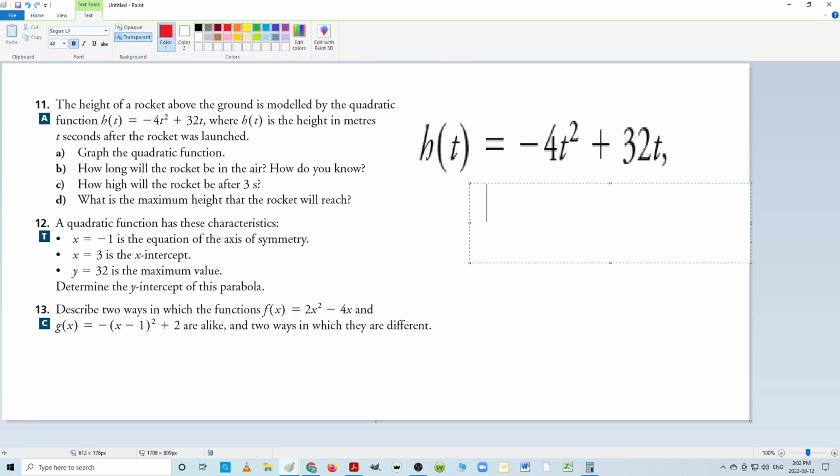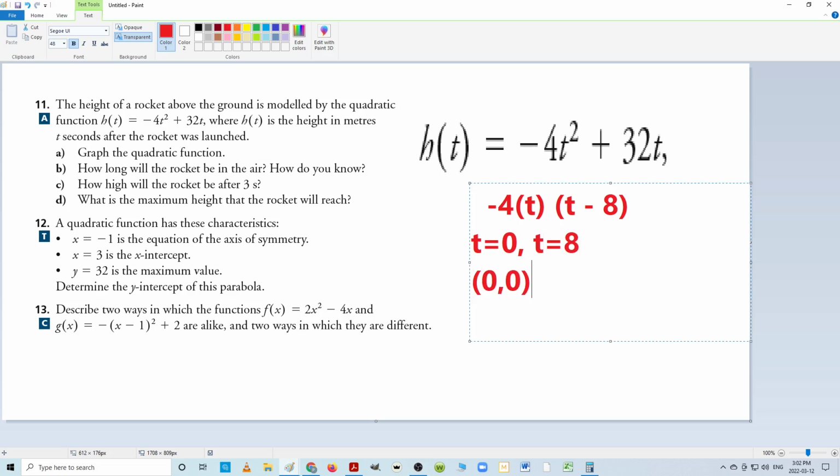But the first thing I can notice is I can factor out a -4 and a t. So I can do it like this, and I'm left with t minus 8. And if I focus on just putting this t in brackets, that's a factored form, which means that it's going to hit the x-axis when t is equal to 0 and when t is equal to 8, which tells me the rocket took off at (0, 0), flew through the air, and landed at (8, 0).